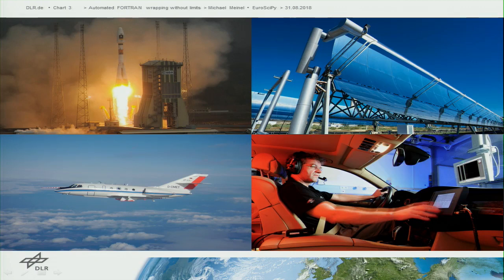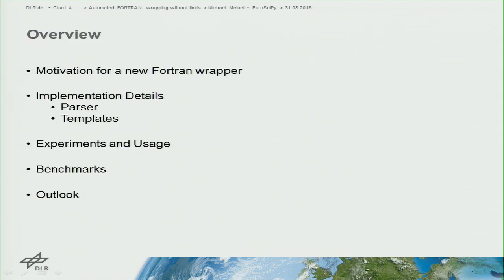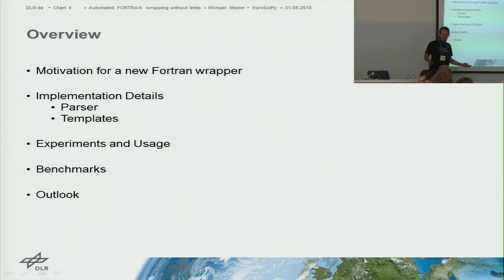We help out different projects in different institutes, and I have a really broad history of scientific computing, from HPC over some data processing tools, and now currently I'm doing a really interesting project. So, first, overview. I will give you first a short motivation about why writing a new wrapper, then some implementation details about F2X, some results and experiments I have, and in the end a short outlook.